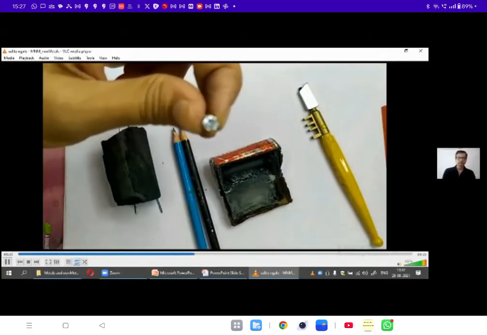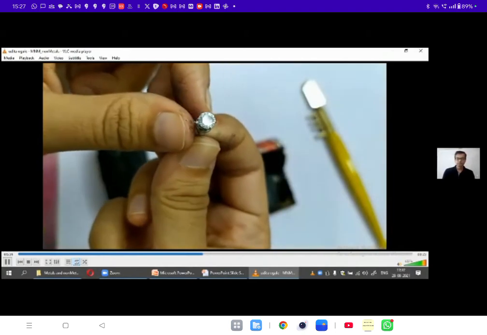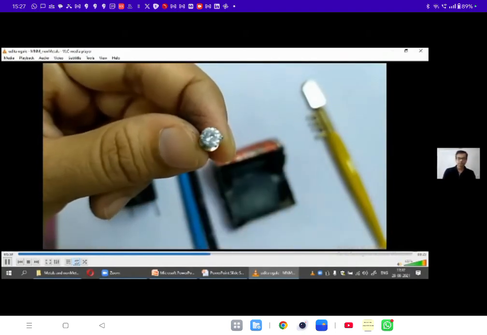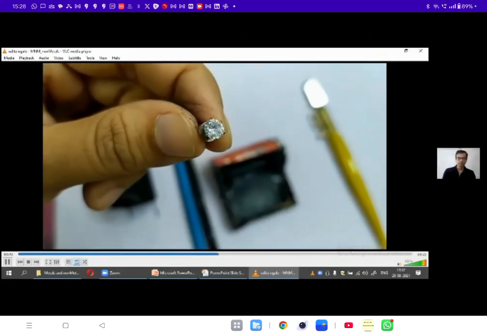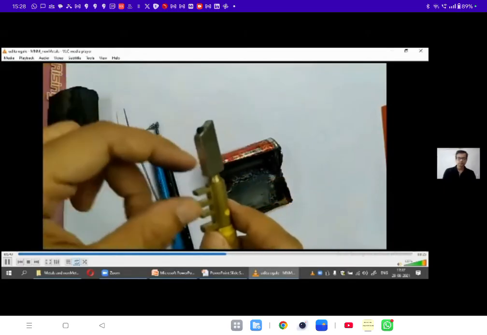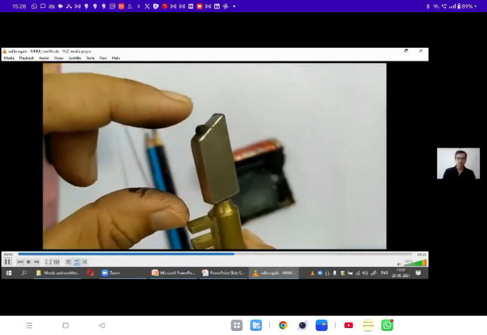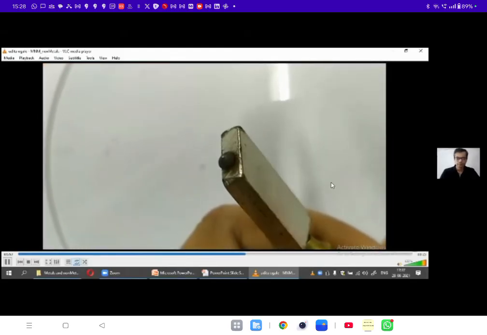Diamond is also a pure form of carbon. It has a very beautiful shining appearance, so it is used in jewelry. It is quite expensive. This is a glass cutter. It has a very tiny diamond at its tip. Let us see it in close up. You will see something shining at the tip that is made of diamond.